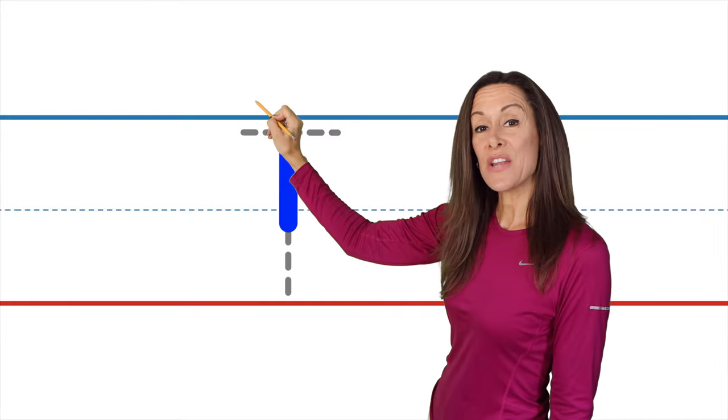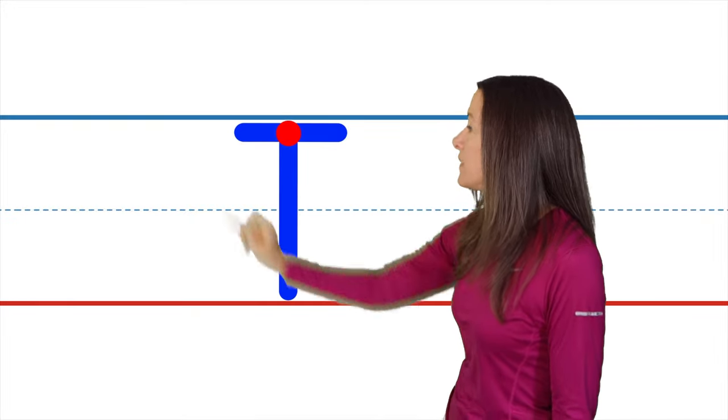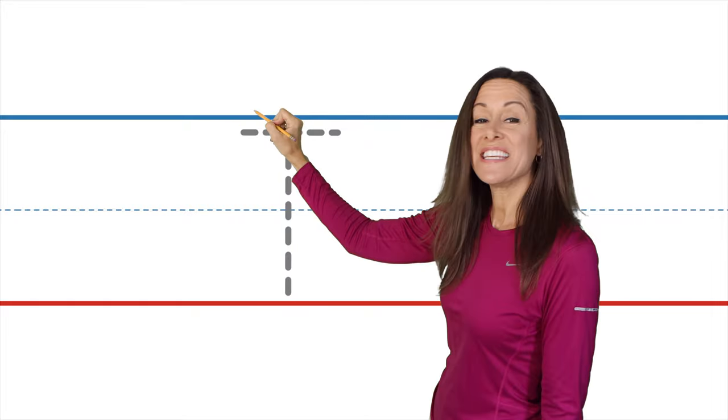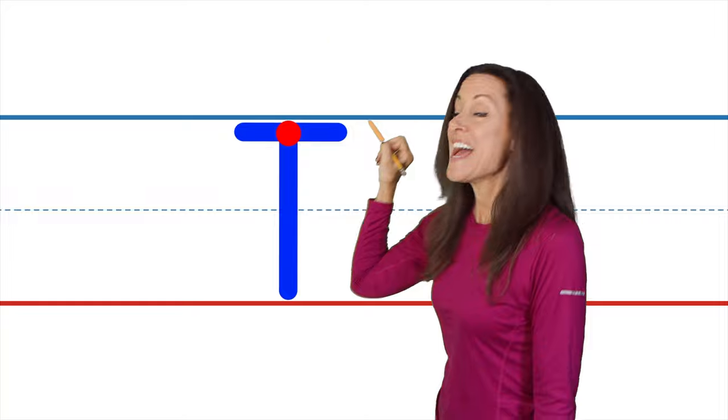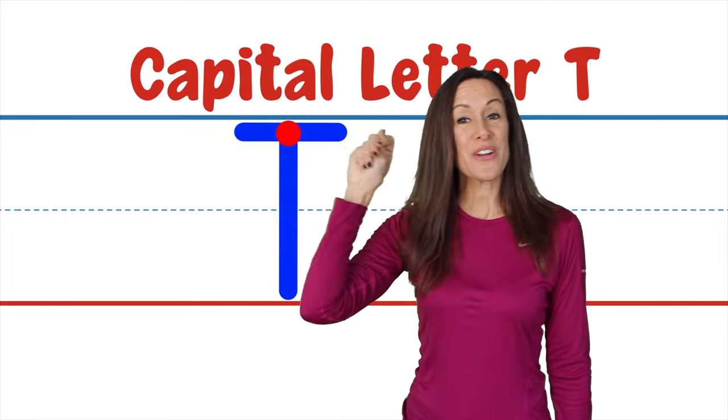T: start at the top, line down, then across. Capital letter T.